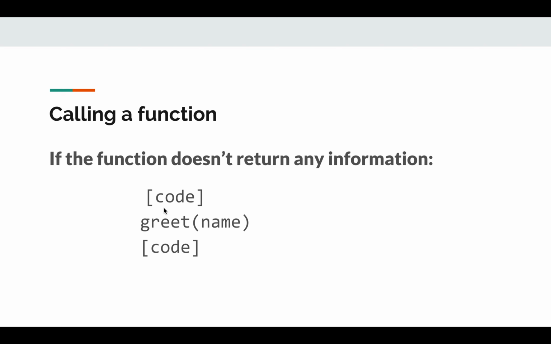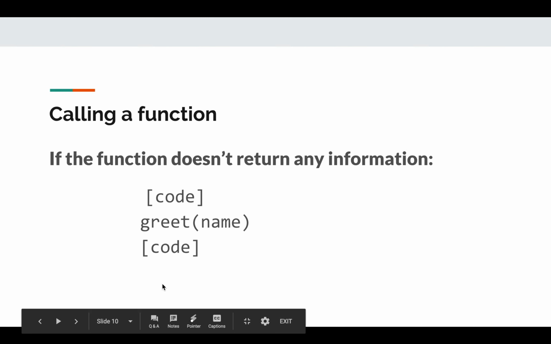So that could be anywhere in your code. You could just say, okay, I want to go do that. You could even do this inside another function. Say, hey, in the middle of this other function, I want to go greet this person. So it's really easy to call a function. When the function's done, it gets done doing what it's supposed to do, and then it comes back and continues with the code. So it's almost just like a shortcut.